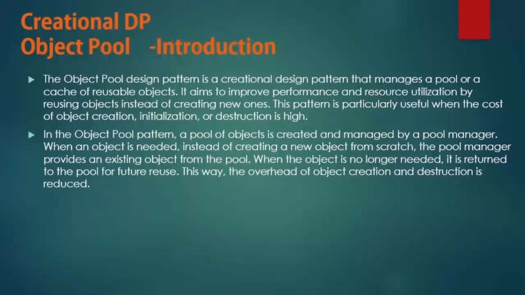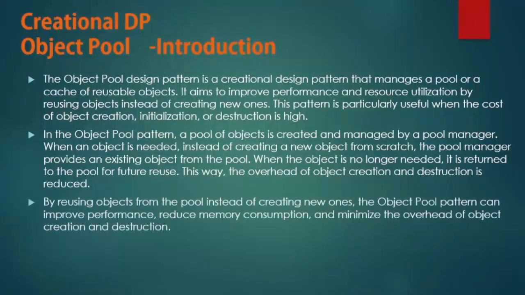In the object pool pattern, a pool of objects is created and managed by a pool manager. When an object is needed, instead of creating a new object from scratch, the pool manager provides an existing object from the pool. When the object is no longer needed, it is returned to the pool for future reuse. This way, the overhead of object creation and destruction is reduced.